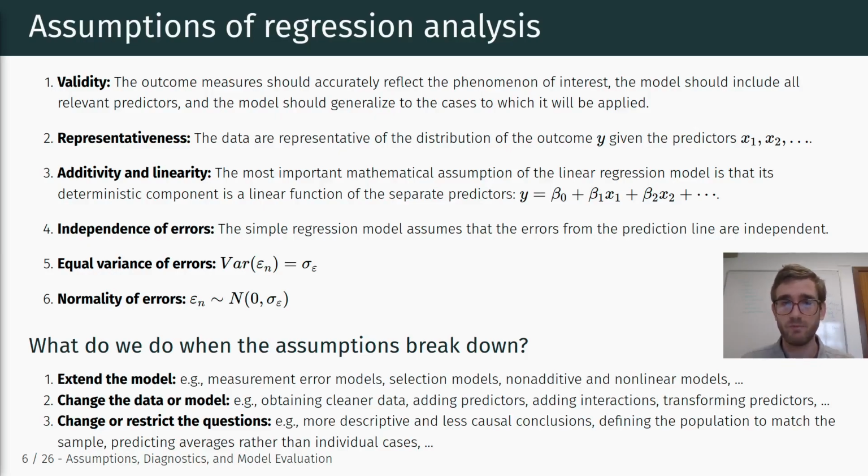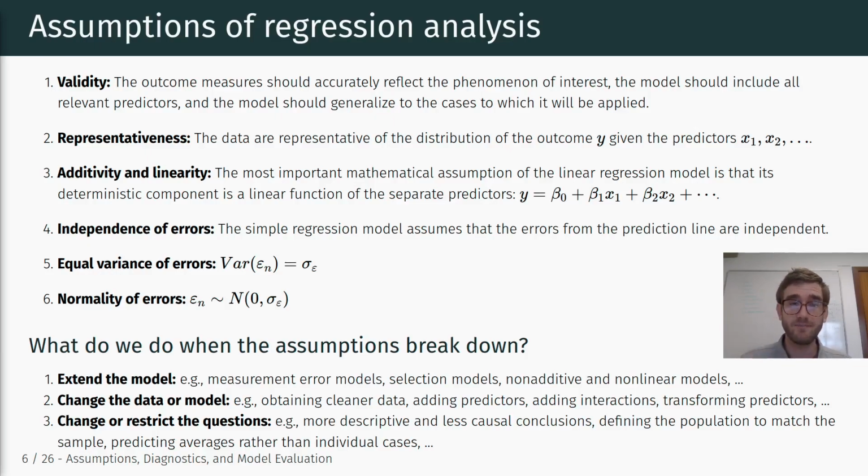So, for example, if we have measurement error on an independent variable, we can include measurement error models. We can include selection into the modeling process, if we only observe certain observations, for example, based on their values on the outcome variable. We can create non-additive and non-linear models and so on. So we can extend the model to take into account the violations of these basic assumptions.